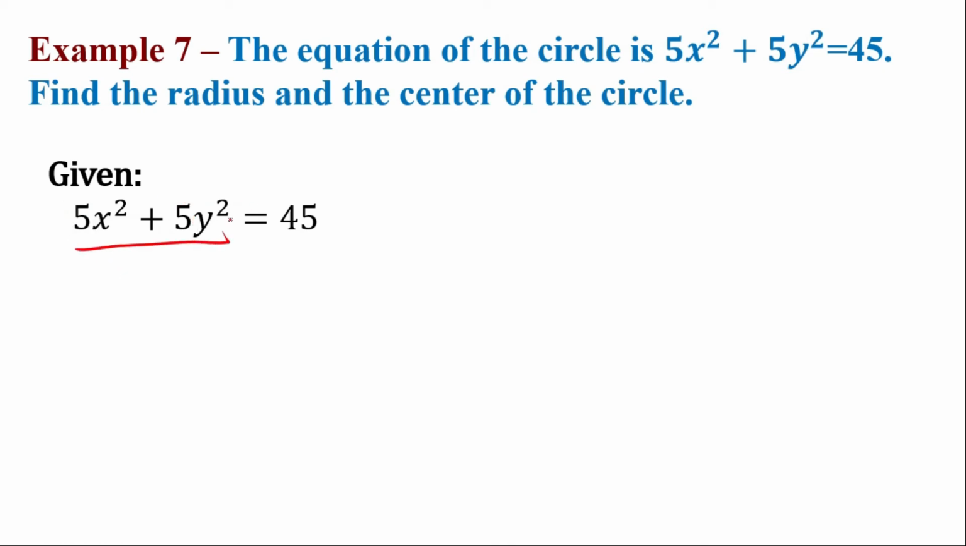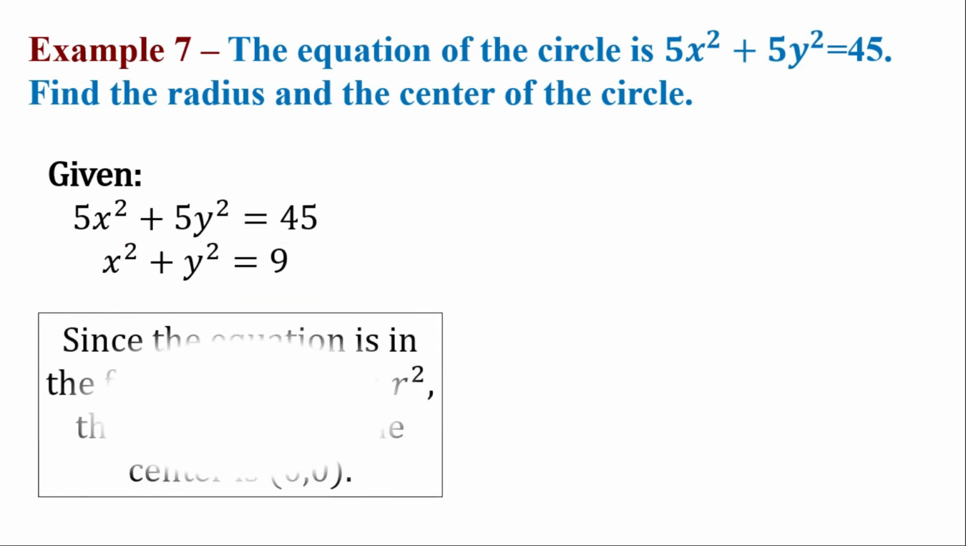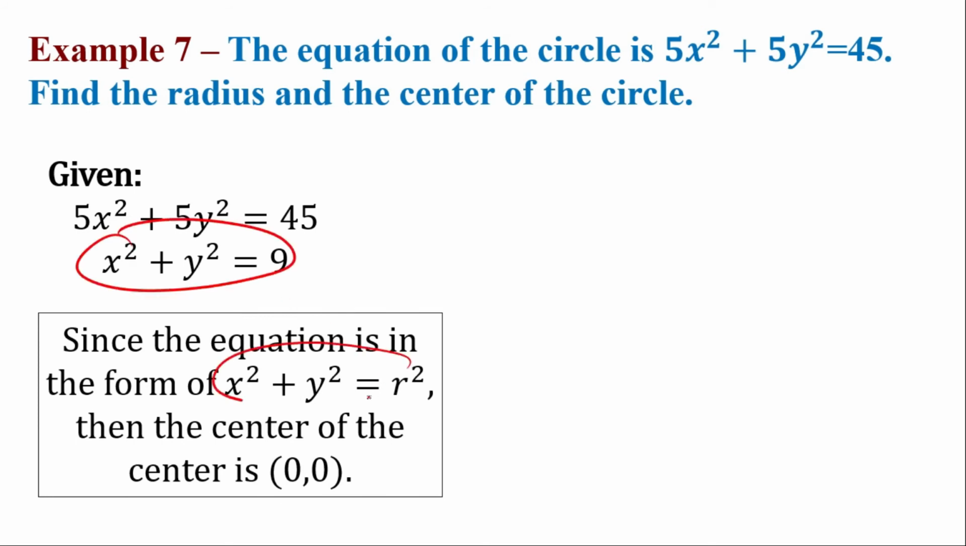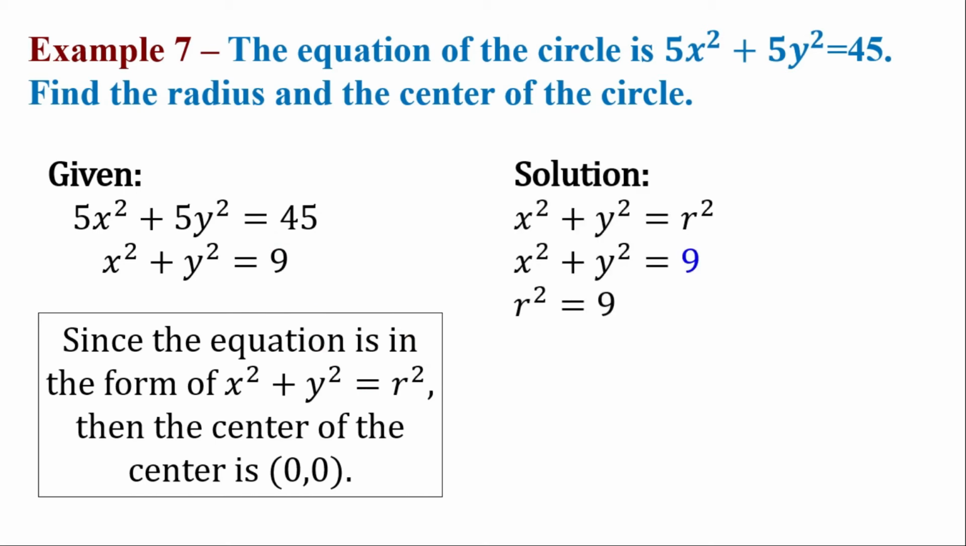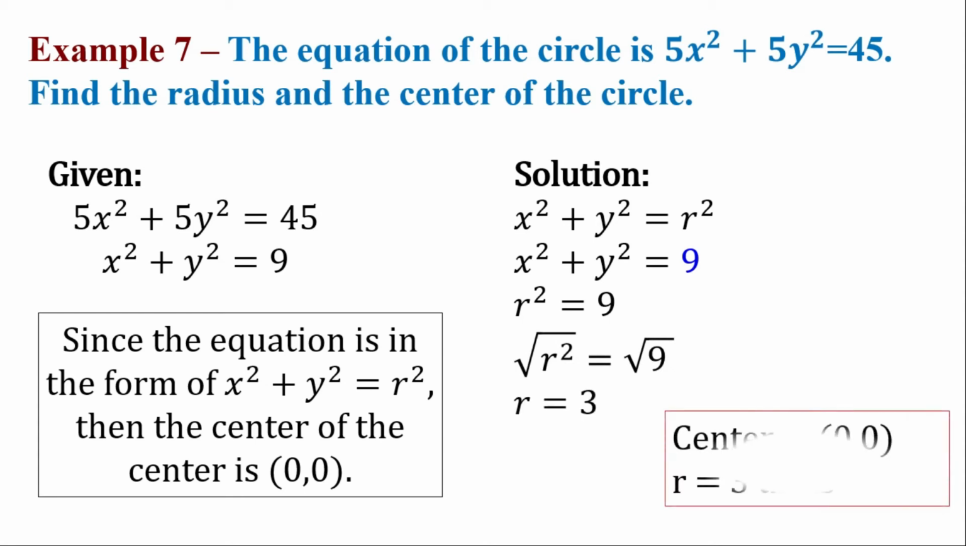So what we're going to do here is to simplify it. You can simplify this equation by dividing 5 on both sides. So if we do that, it will give us this equation. 45 divided by 5 is 9. Now using this, we can now find the center and the radius of the circle. Since this is in the form of this one, we can say that the center is 0, 0. Now to find the radius, we need to equate r squared to 9. So r squared is equal to 9, then let's get the square root of both sides, and we have our radius as 3. So that is our center and our radius.